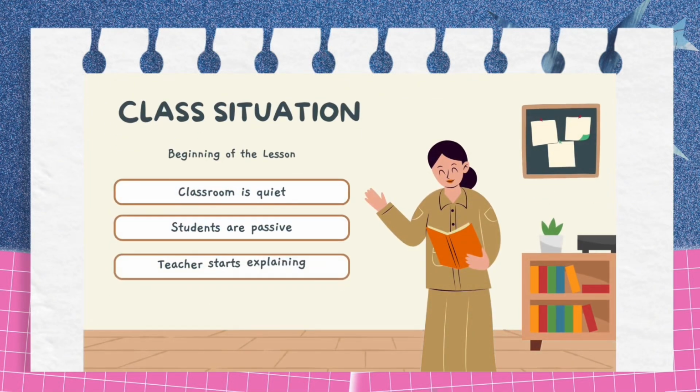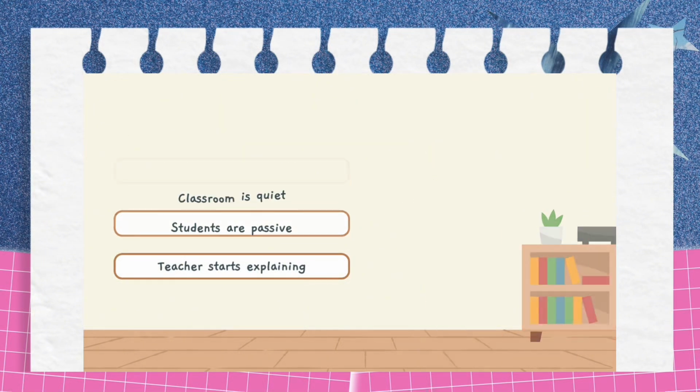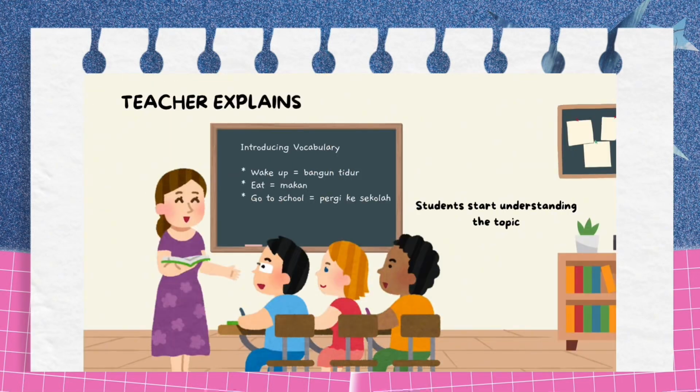In the class situation, at the beginning of the lesson, the classroom is quiet and students are passive. The teacher starts explaining the materials, but there is no interaction yet. The teacher introduces basic vocabulary such as wake up, eat, and go to school. This helps students understand the topic of daily activities.